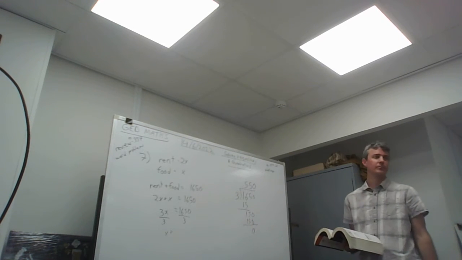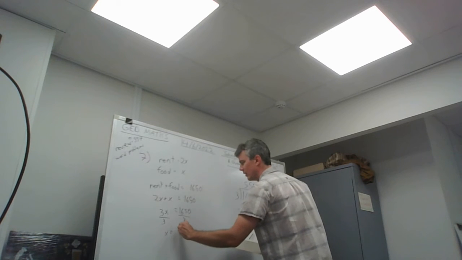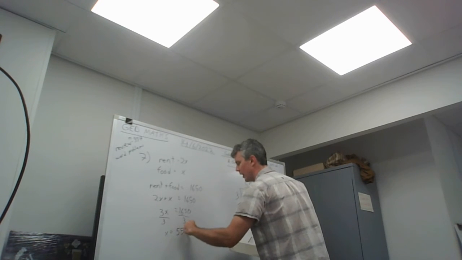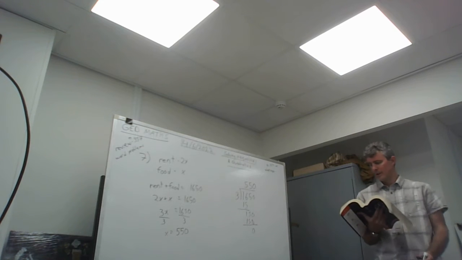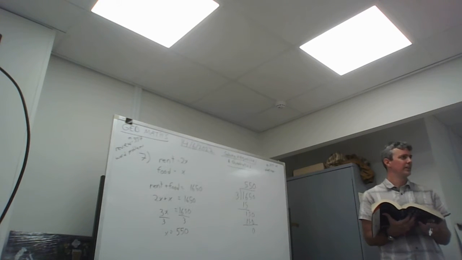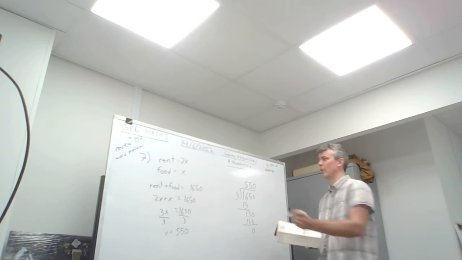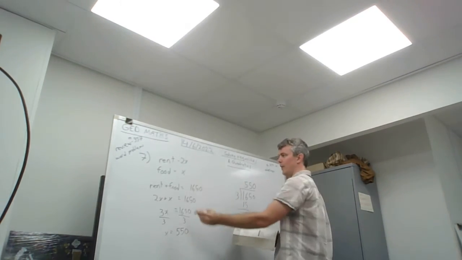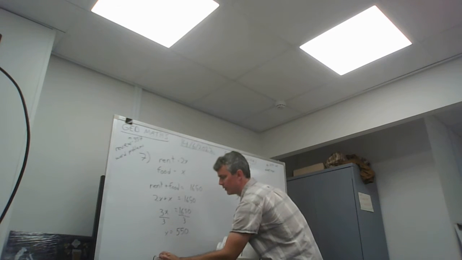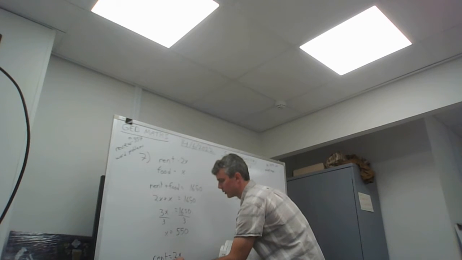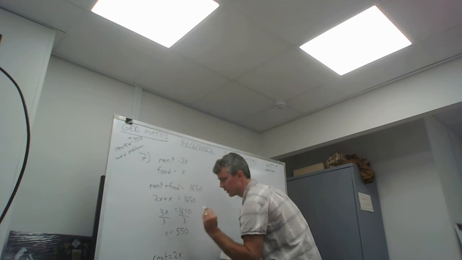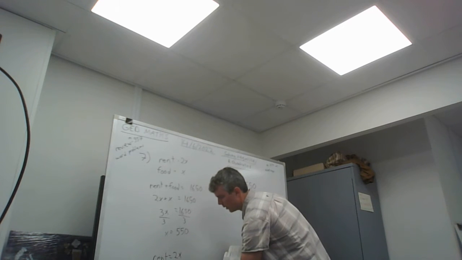There we go, 550. So x equals 550. This is food. Is that the answer? No. Remember, they wanted to know rent. So if x is food, rent is 2x, which equals 2 times 550, which equals 1,100. I'll put the dollar sign in front.